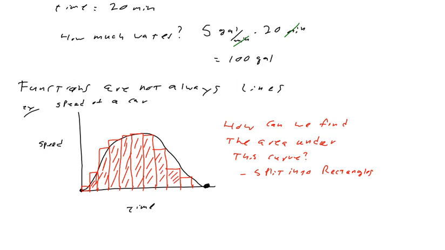And sometimes the rectangles are too big. There's extra. And sometimes the rectangles are too small. Missing pieces. But overall, we can get a pretty good approximation and use the rectangles to approximate the area under the curve.